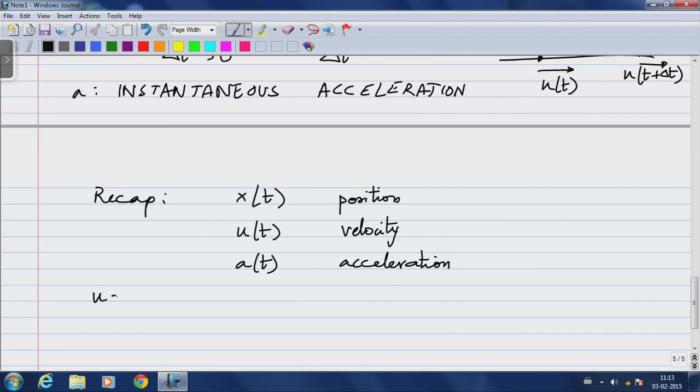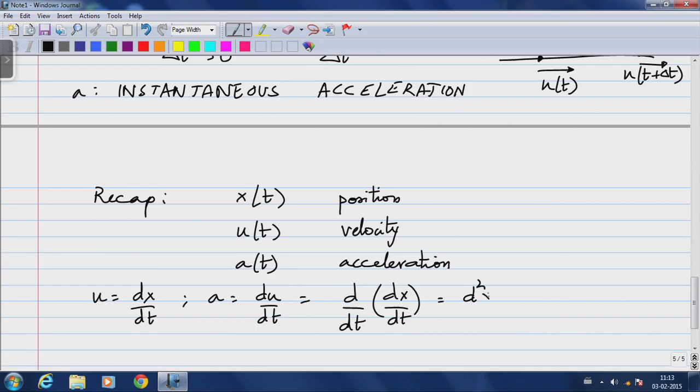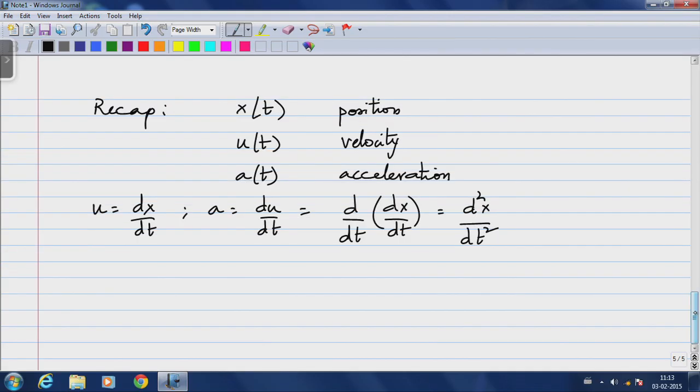And the way these are related, u is dx/dt, a is du/dt, and using the first equation we have written here, I can also write the acceleration as the second derivative of position.